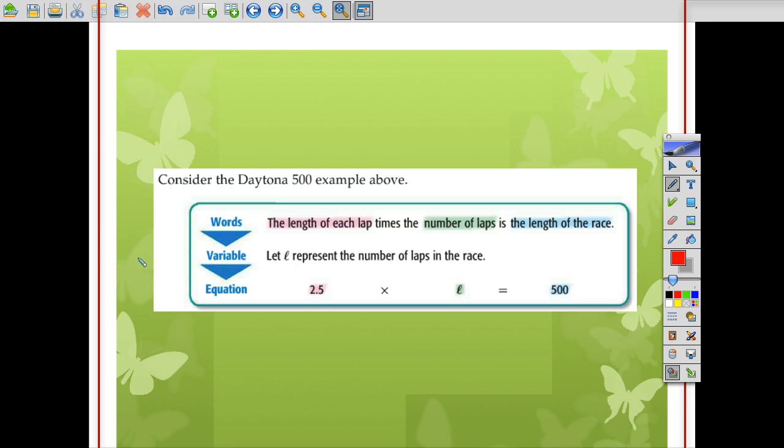Consider the Daytona 500 example above. The words were, the length of each lap times the number of laps is the length of the race. So remember, the first thing you do, you're going to assign a variable. So let L represent the number of laps, L for laps in the race. You can use any variable. It does not have to be L. It can be X. It can be A. But ideally, you would choose a letter that would have some relevance to the word. Laps starts with L, so they put L. So here's the equation: 2.5 times L, number of laps, equals 500.